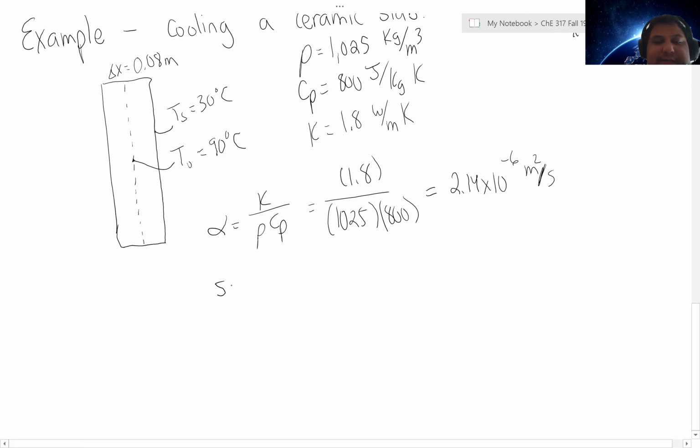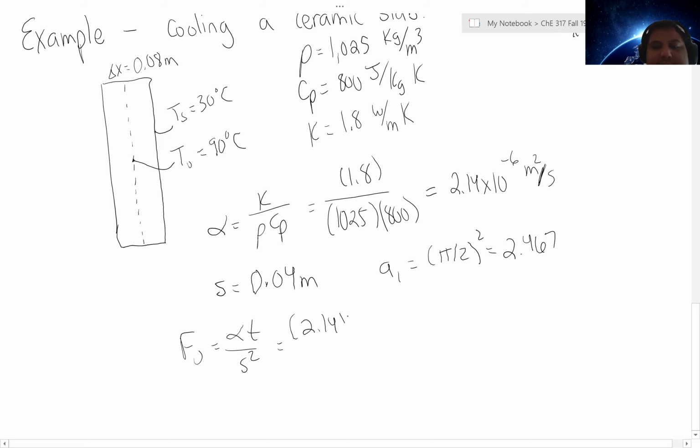Next, I can find S, which is 1/2 the thickness. If the thickness is 8 centimeters, half of that is 4 centimeters or 0.04 meters. A1, I've already stated, is pi over 2 squared, which is approximately 2.467, which means our Fourier number, alpha t over S squared, is 2.14 times 10 to the minus 6 meters squared per second times 180 seconds divided by S squared, or 0.04 squared, which gives a dimensionless Fourier number of approximately 0.241.